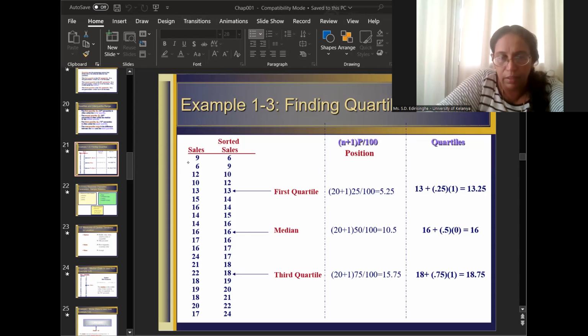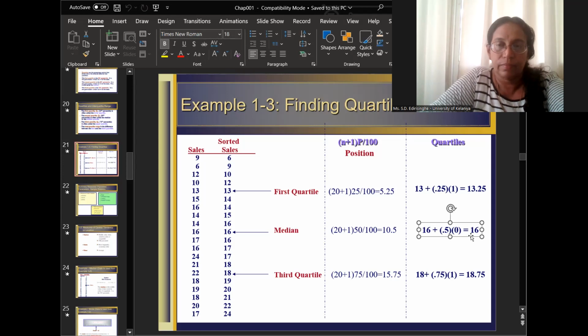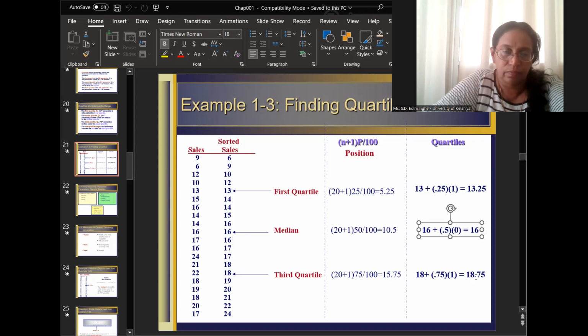The second one is the median, that is the second quartile, which is located at the 10.5 place. The quartile here is 16, no decimals there. The third quartile position is 15.75. The answer, that means the third quartile, is 18.75. Clear, no? Right.